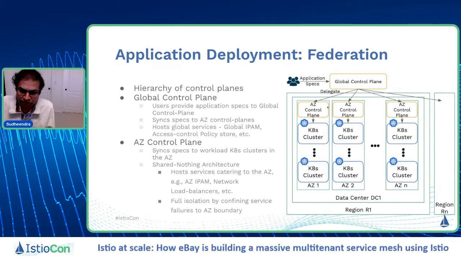And in addition to delegating the specs, these control planes also host services that are specific to the availability zone, or even services that need to be available globally. For example, IPAM, or IP address management, is one such service. It's deployed in every availability zone, and it takes care of giving out IP addresses for all the workloads, all the pods in that AZ.